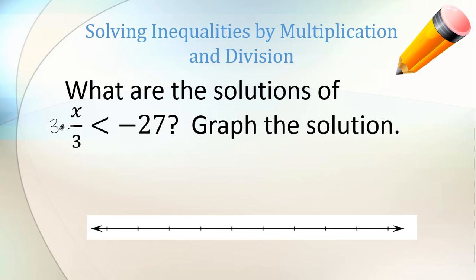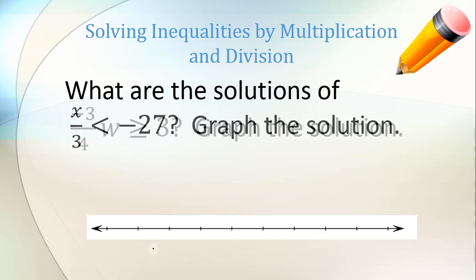So I'm going to multiply by 3. So my 3's are going to cancel. I'm going to be left with x is less than, and then negative 27 times 3 is negative 81. So I'm going to be able to put my numbers on my number line now. Now, I'm going to have an open dot at negative 81. And then I'm going to shade to the left because my arrow is pointing to the left.